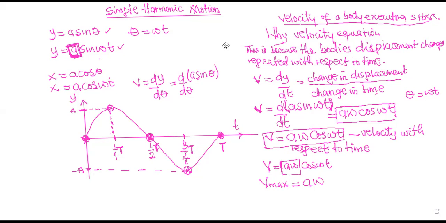Please, is there any question? It's a bit technical. When we start solving problems with it, you understand. So A omega is the maximum velocity. Okay. So as I said, at any given time t, you can use this to calculate for the velocity. So this is the velocity equation with respect to time.